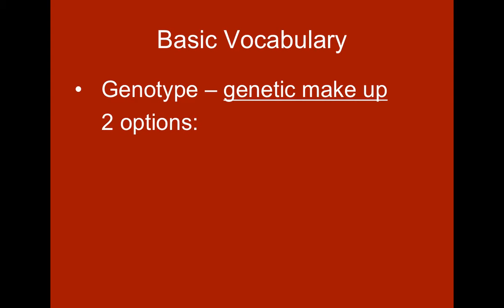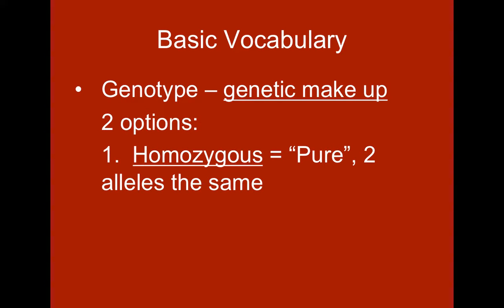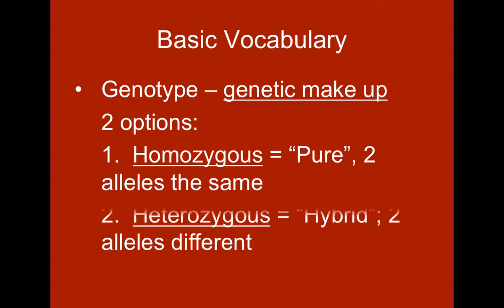So there are 2 options with your genetic makeup. Those alleles can be the same, so that would be homozygous or pure, and so that is when they are the same. Or the other possibility, since we have 2, is they can be different, and that would be heterozygous or hybrid.